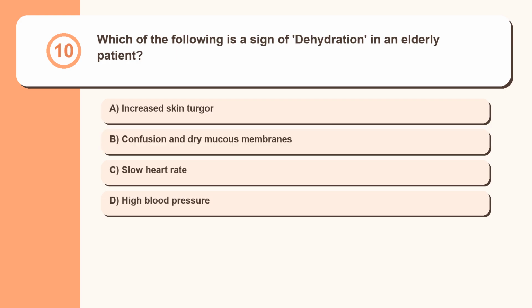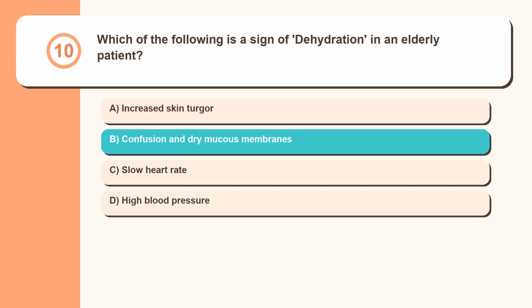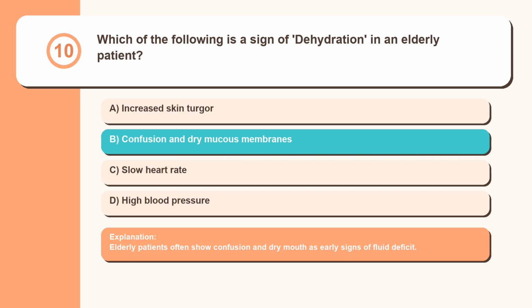Question 10. Which of the following is a sign of dehydration in an elderly patient? Increased skin turgor, confusion and dry mucous membranes, slow heart rate, high blood pressure. Elderly patients often show confusion and dry mouth as early signs of fluid deficit.